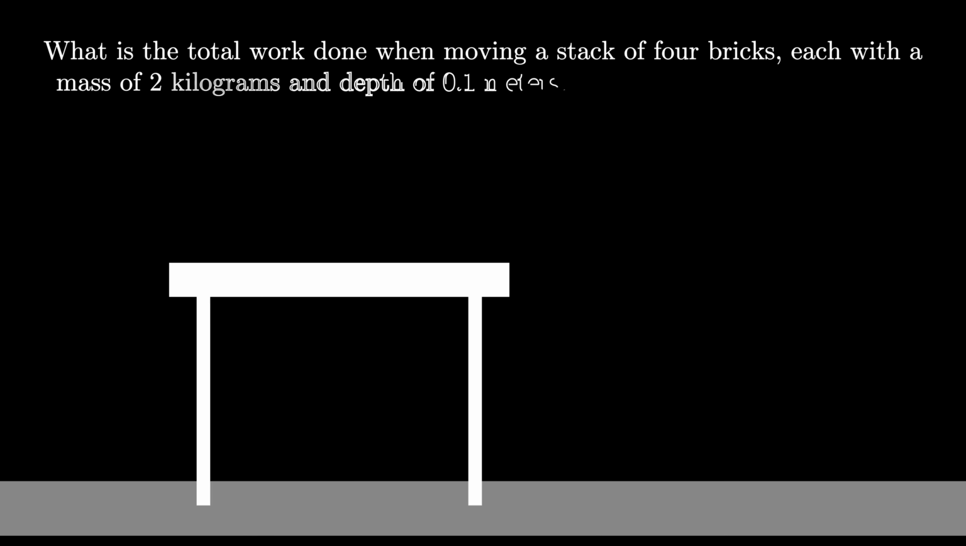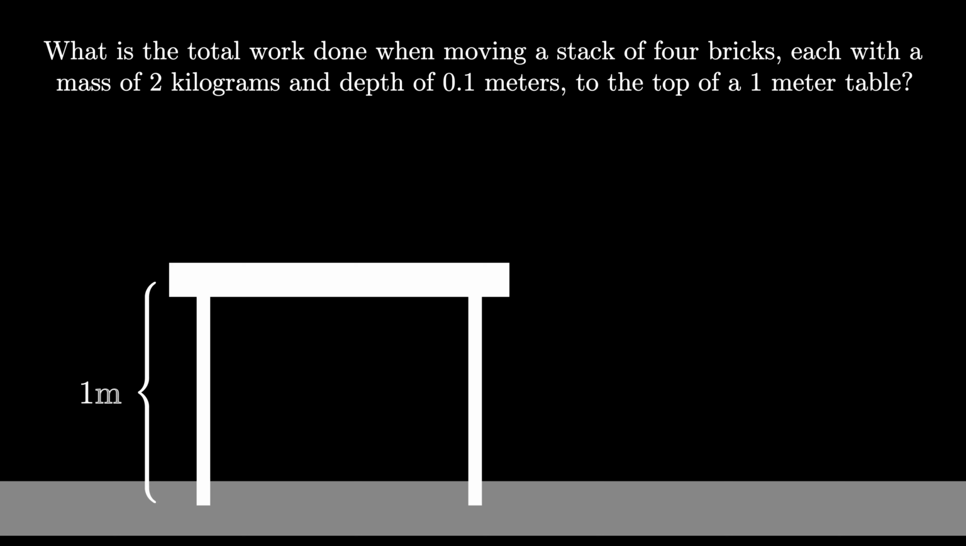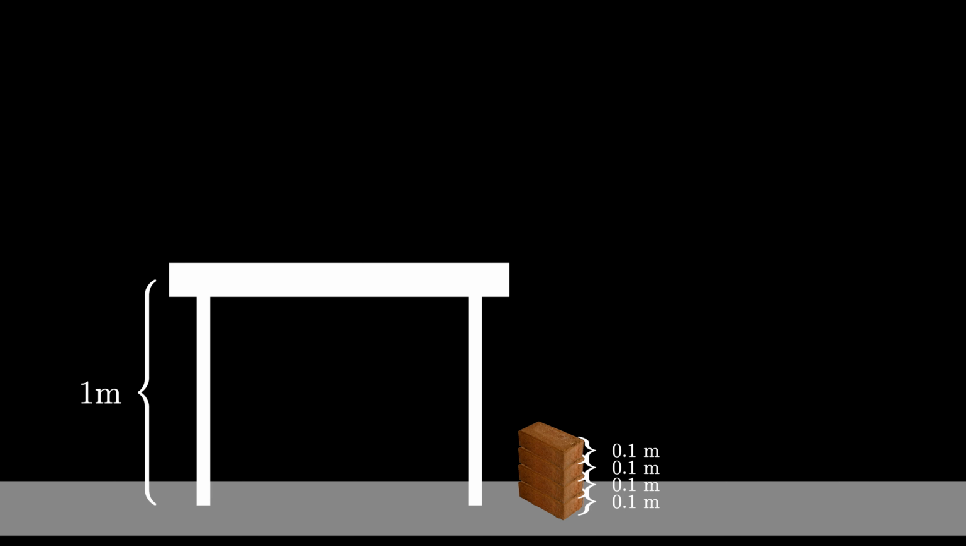Now let's imagine the situation is a bit more complicated. Suppose that we have a stack of 4 bricks, each with a mass of 2 kilograms and a depth of 0.1 meters, and we want to determine the work required to move the bricks to the top of the table. Now the depth matters because the top brick moves less distance than the second brick, which travels less distance than the third brick, and so on.